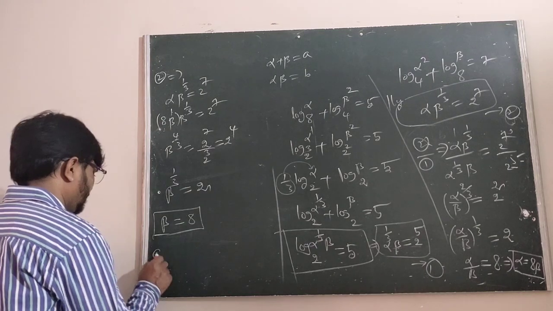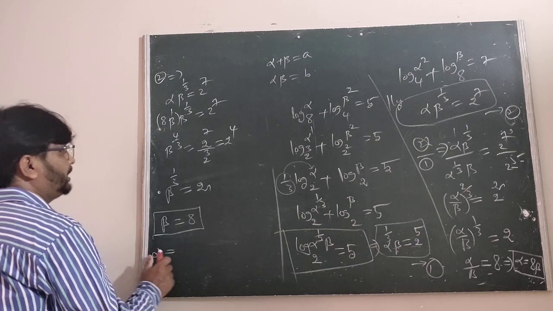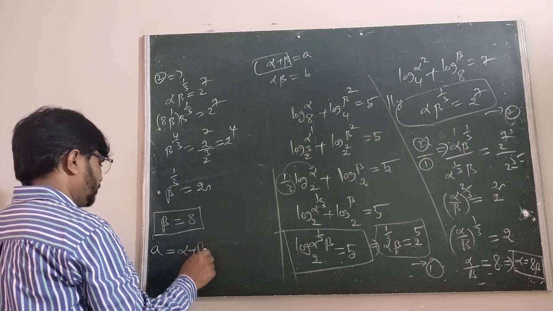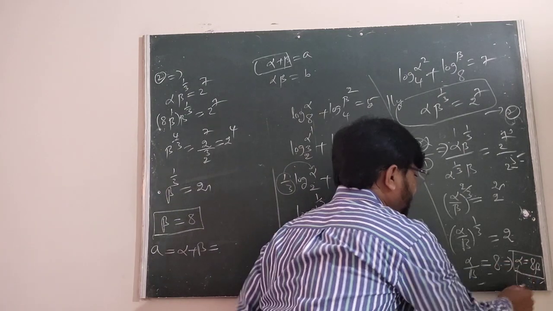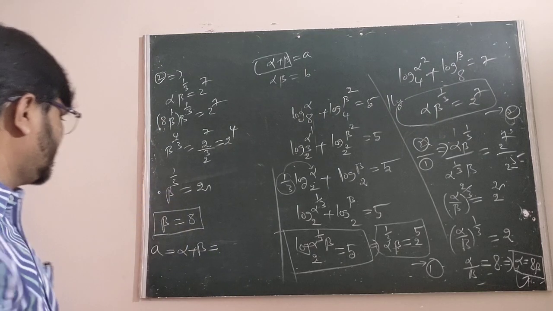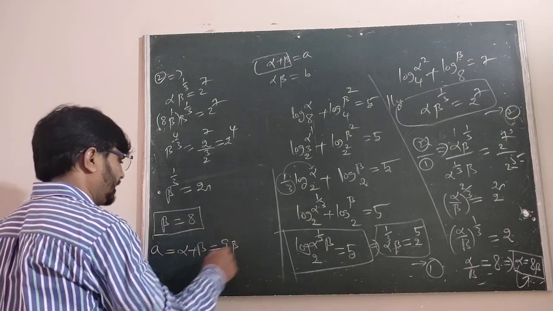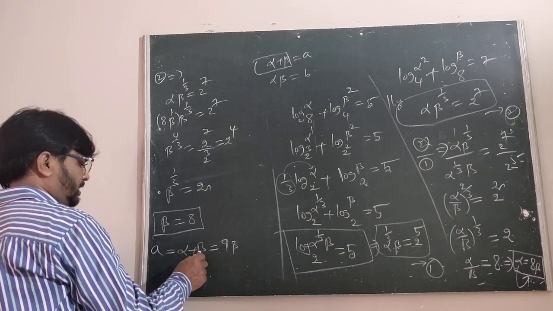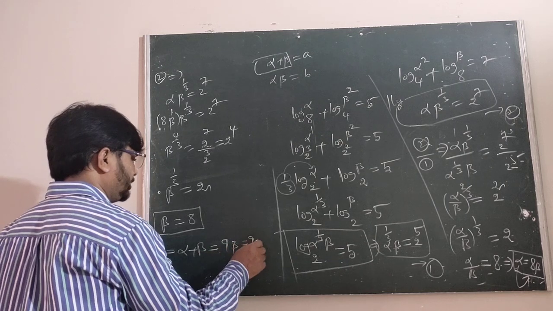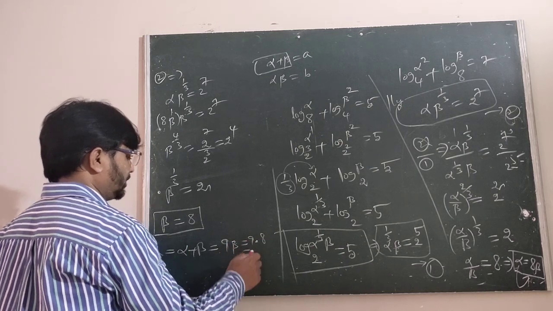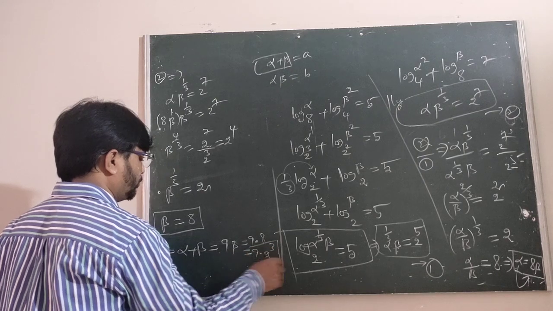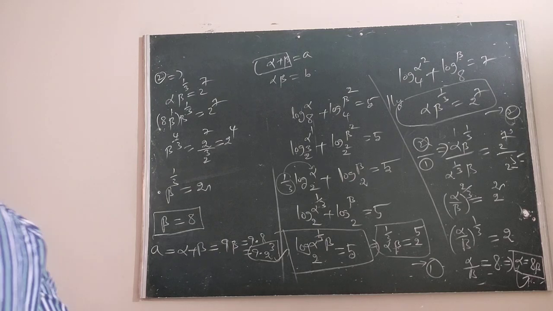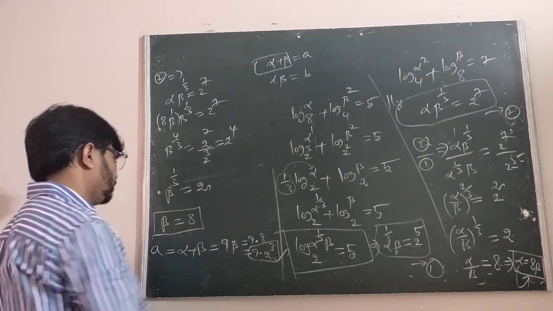Now find the A. What is the A here? A is alpha plus beta. What is the alpha? Alpha is 8 beta. So 8 beta plus beta is 9 beta. Therefore, 9 into beta, where beta is 8. Therefore, 9 into 2 cube is one of the options. The options for A are 9 into 2 cube and 2 power 9. 9 into 2 cube is the right one.